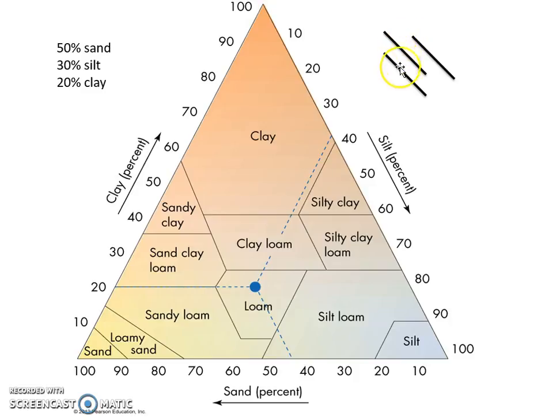20% on the clay axis is here. My line will parallel the axis on the right, which is the sand axis. The other end of my ruler will go straight across to 100 minus 20, which is 80 on the silt axis. I draw my line all the way across.